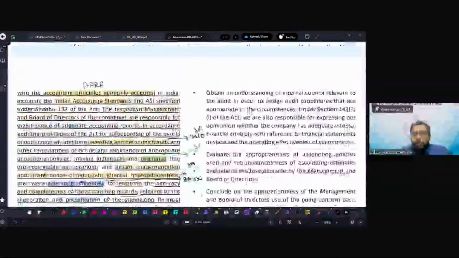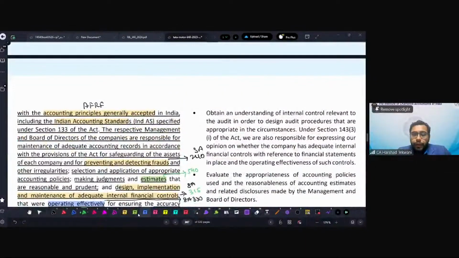Then again, we also obtain an understanding of the internal control relevant to the audit in order to design audit procedures that are appropriate in the circumstance. Under section 143, I'll highlight this separately because under section 143(1) of the Act, we are also responsible for expressing an opinion on whether the company has adequate internal financial controls with reference to the financial statement in place and operating effectiveness of such control.